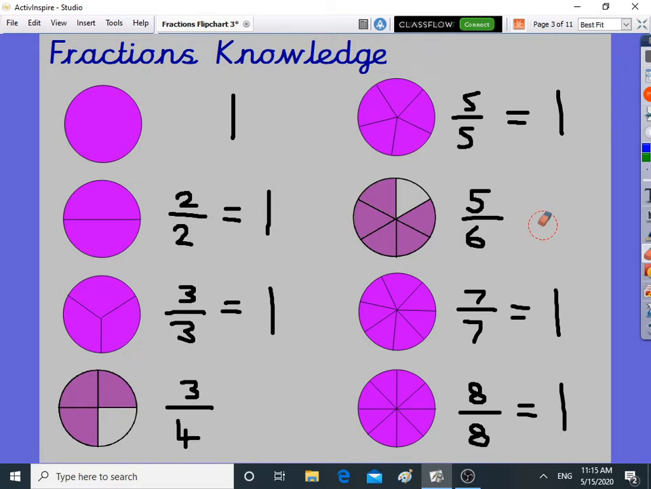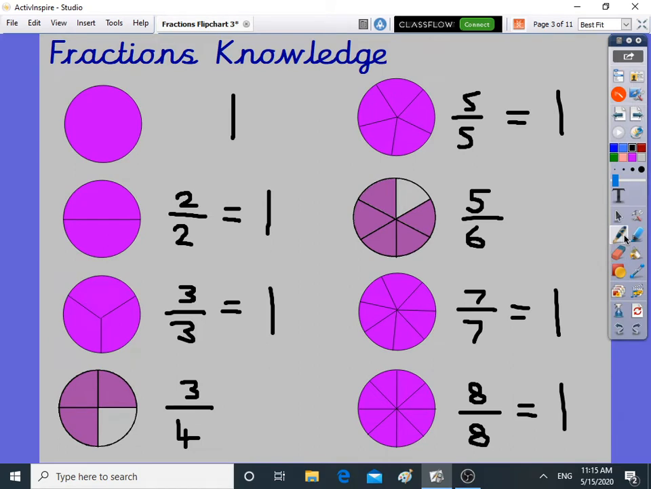So some fractions are not a whole one, of course. Most fractions are not a whole one. But if you want to have one whole one, you have to have all the bits.